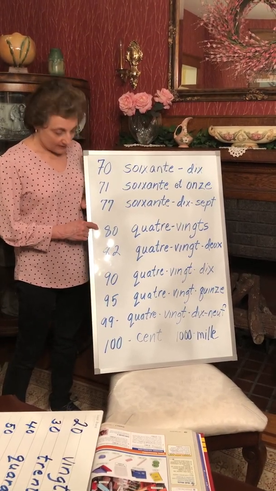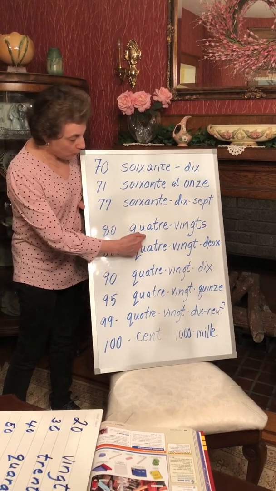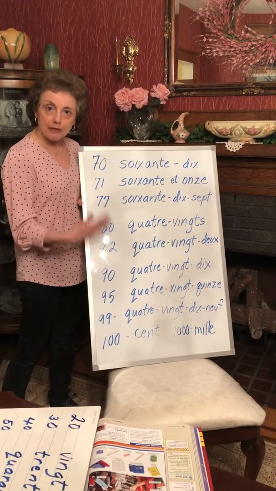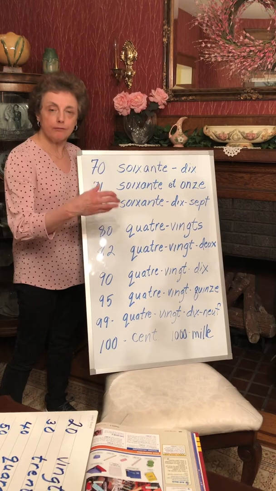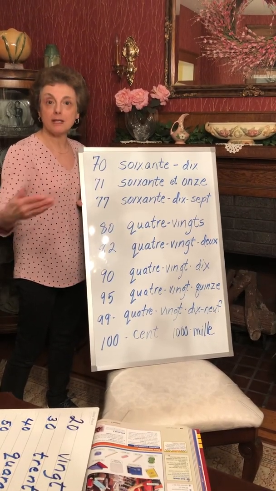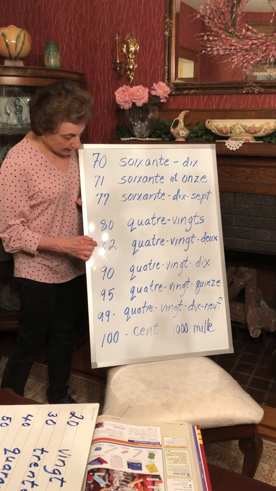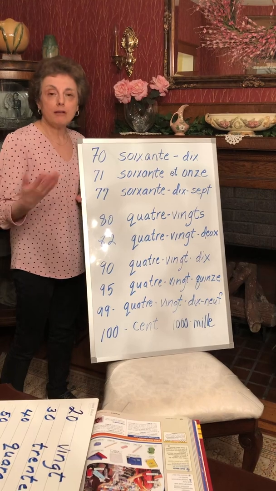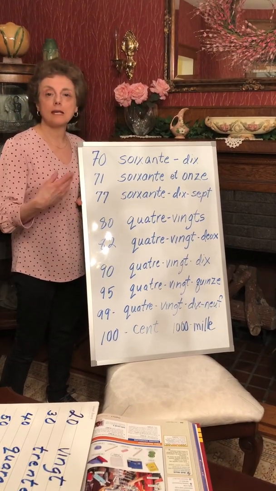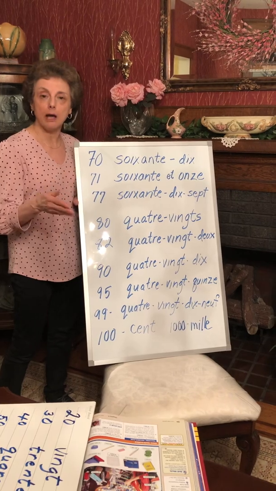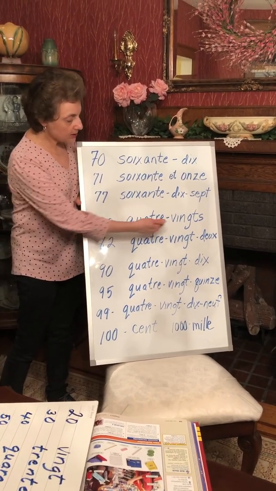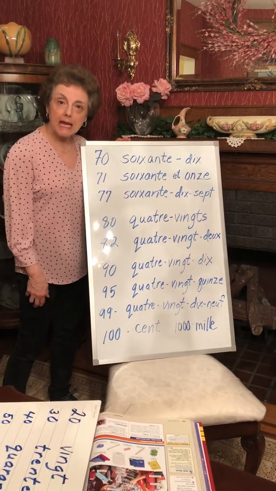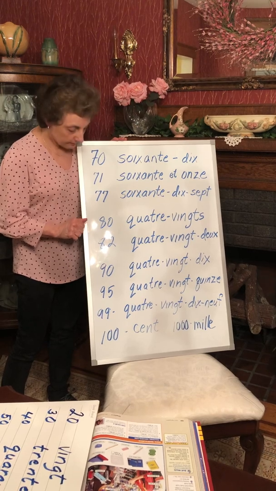Then we get to the 80s. 80s are a combination of 4 and 20. 4 20s. 4 times 20 is 80. So for the 80s, we're going to count 4 20s and 1, 4 20s and 2, up to 4 20s and 9 for 89. So take a look. 82 is quatre-vingt-deux. That's the only example I have here. 85 would be quatre-vingt-cinq, 86, quatre-vingt-six. So you're counting from 1 to 9. You're adding it on to 80. The only time you add the S on 20 is for the number 80. All the other numbers drop the S in the 80s.